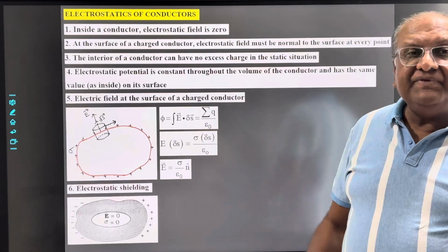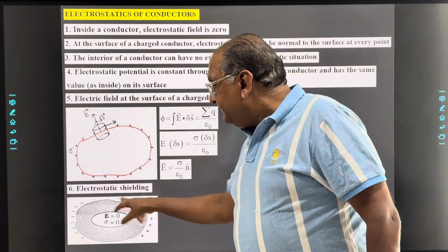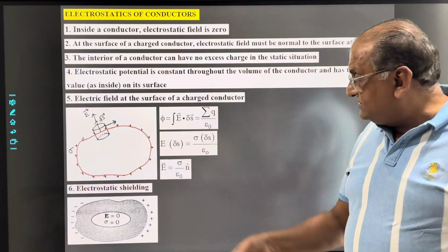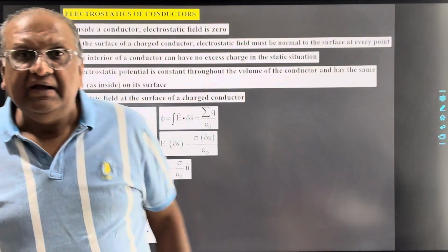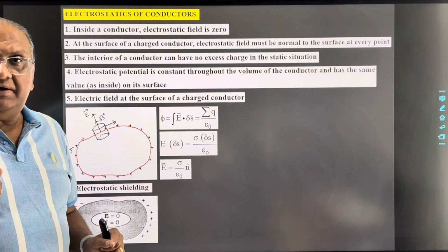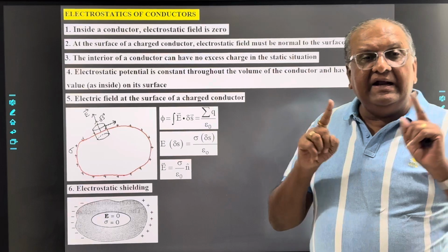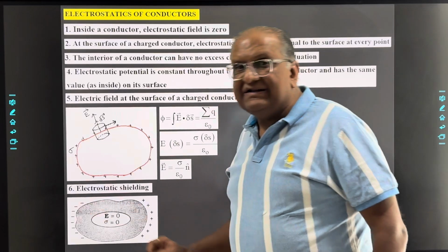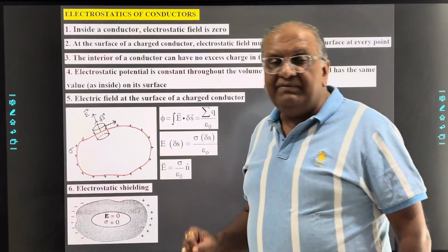If we have a conductor with a cavity, then inside the conductor anywhere the electric field is 0. Suppose this conductor is placed in an external electric field. Then negative charges will experience a force in the opposite direction of the field, and positive charges will experience a force in the direction of the field. Under the effect of it, accumulation of charges will take place at the surface, and due to that an electric field will be developed.